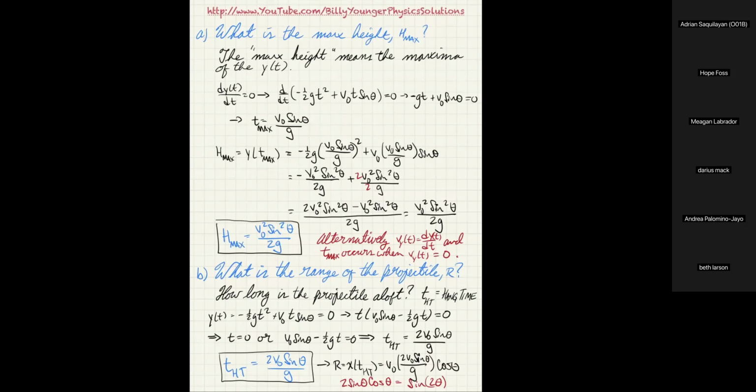Therefore, it occurs when the sine of 2 theta is equal to 1, and the sine of 2 theta is equal to 1 when theta equals 45 degrees. The fact that there are 2 thetas that give you the same sine of 2 theta means there's a high trajectory and a low trajectory for all but the maximum range that you fire it.